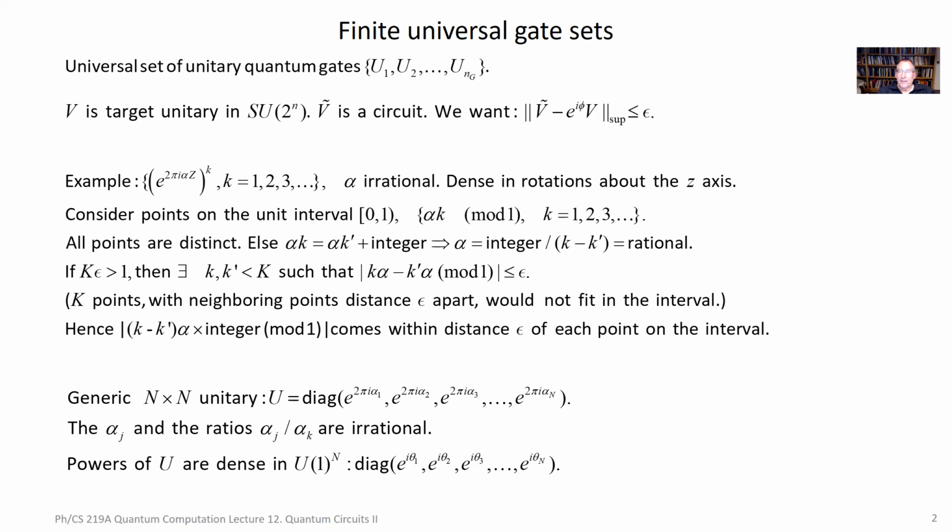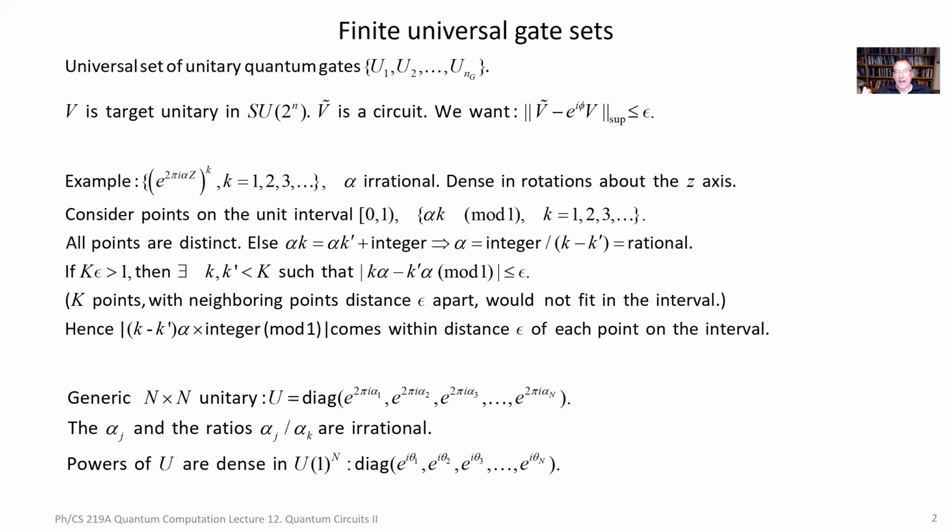And if I let that integer range as large as it needs to, I get a set of points such that the intervals around them of width epsilon completely cover the unit interval. Okay, so there won't be any gaps left. And so that means that every point in the unit interval is within distance epsilon of (k minus k prime) alpha times some suitable integer.